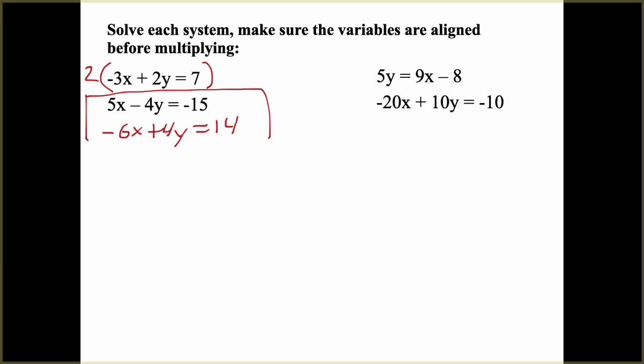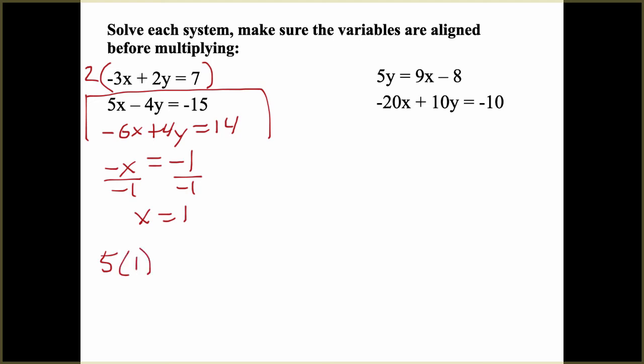So 5x minus 6x is negative x. Negative 4y plus 4y is 0. Negative 15 plus 14 is negative 1. Divide by negative 1 to get x positive, and you get that x is 1. We are then going to plug this back into one of our two equations. This time I'll use the bottom.